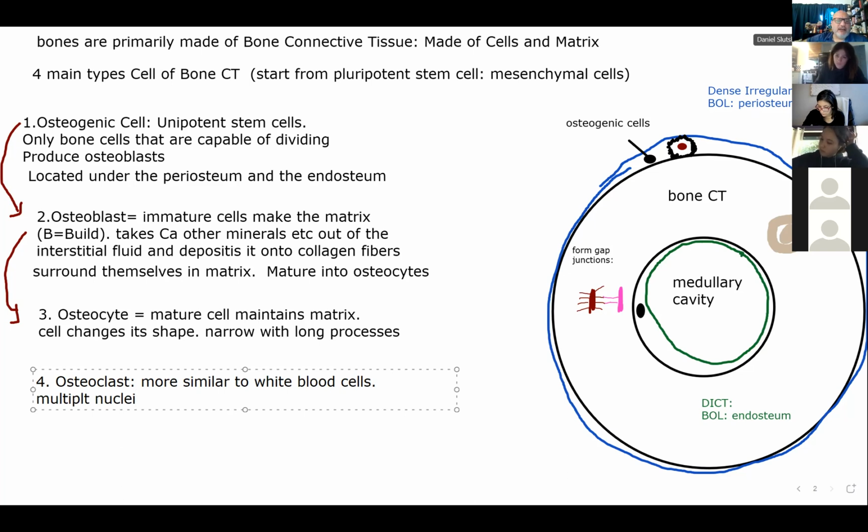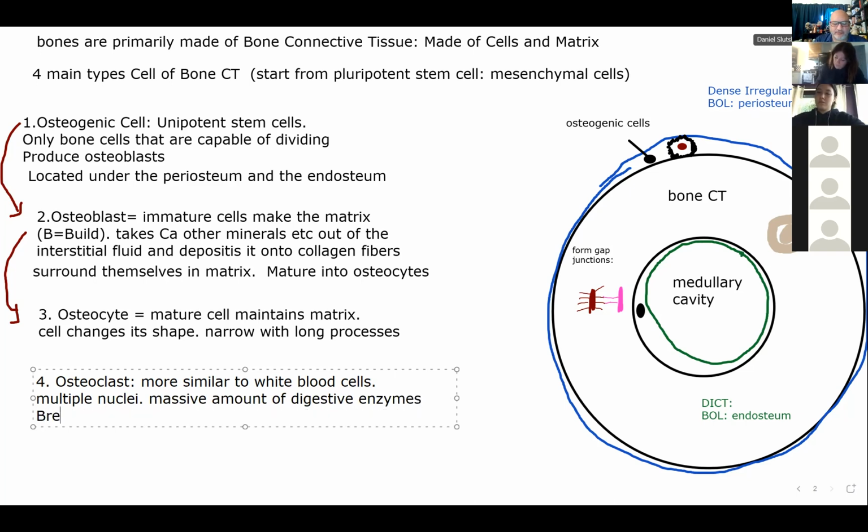What's the advantage of having a lot of nuclei? Well, what does a nucleus contain? DNA. And what's DNA the instructions for? Function. Making proteins, absolutely. You're right, for the function of the cell, but to make proteins. These osteoclasts produce a massive amount of digestive enzymes. And their job is to break down the bone matrix. And in fact, that's how I remember them. C for clast, C for chew. Their job is to chew up the bone matrix.